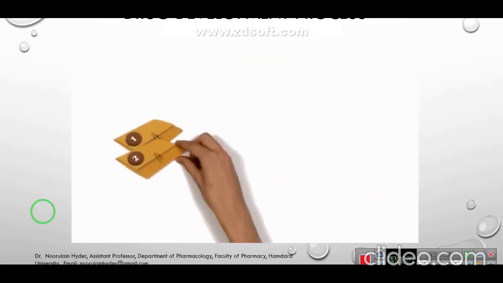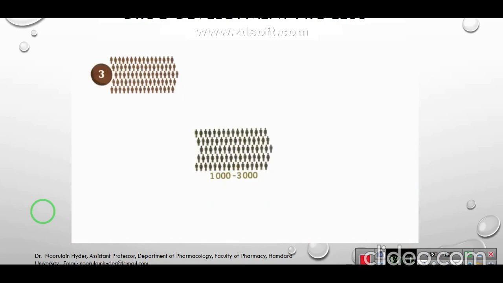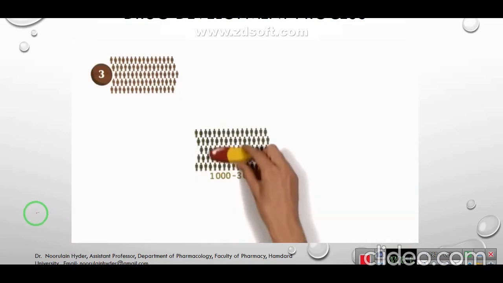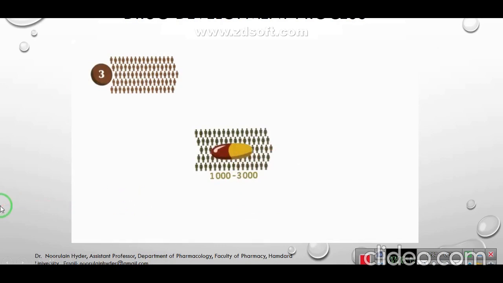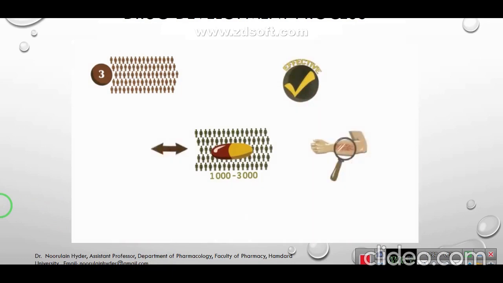The data from Phase 1 and Phase 2 studies provide the scientific confidence necessary to continue the development of the compound in larger clinical trials. In Phase 3 of clinical trials, 1,000 to 3,000 or even more patients are recruited for research with the investigational drug. Phase 3 clinical trials are undertaken to confirm the effectiveness of the new drug, monitor side effects, compare it to established treatments, and gather additional information to allow the drug to be used safely.